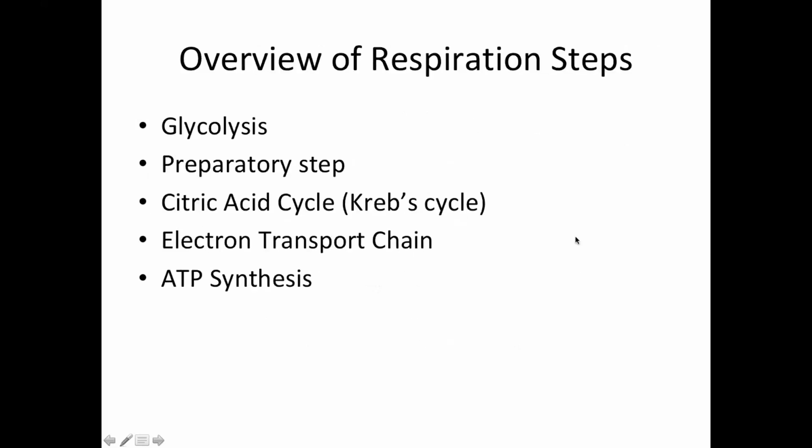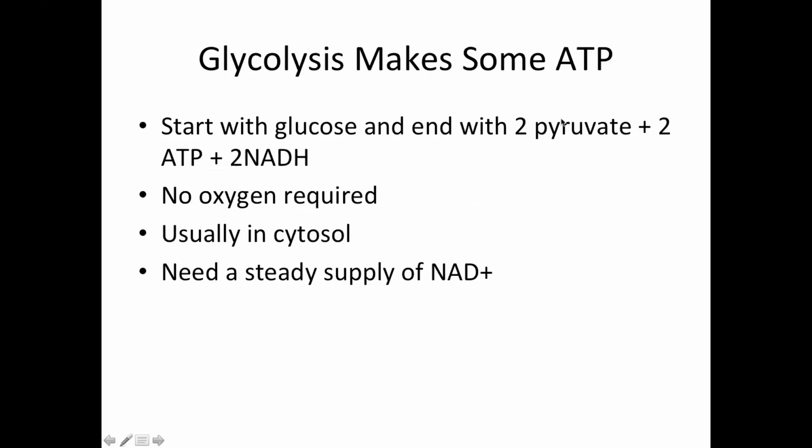So an overview of respiration, it's going to involve 5 major steps: glycolysis, the preparatory step, the citric acid cycle, also known as the Krebs cycle, the electron transport chain, and then ATP synthesis. This video will cover an overview of these steps. Remember, you will need to know these processes in more detail. See the textbook. So glycolysis, we're going to make some ATP here.